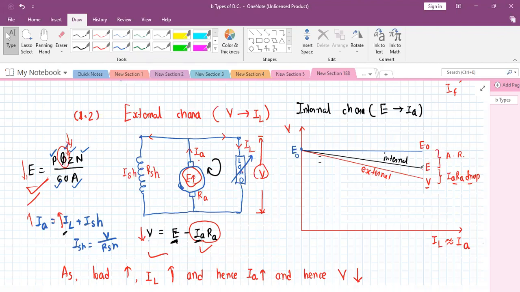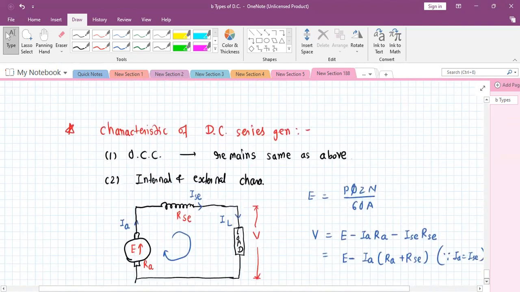But in a series, what happens? See over here. In a series, your load current is zero, your field current ISC is also zero, the flux is also zero. It is starting from the origin. Getting this?